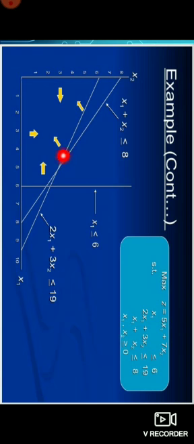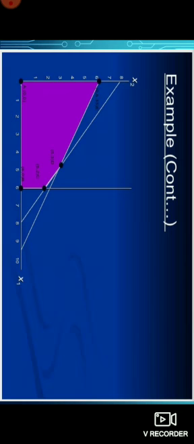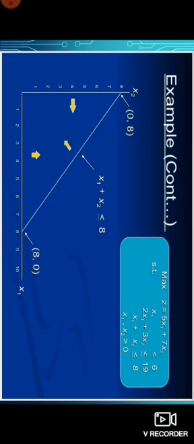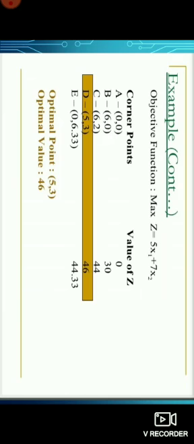6 is a corner point, here are corner points 0, 1, 2, 3 and 4. That means you can name them 0, x1, x2, x3, x4 or A, B, C, D. These are the corner points of the feasible region. You know the objective function. What is the objective function? Maximize z is equal to 5x1 plus 7x2. This is the objective function.